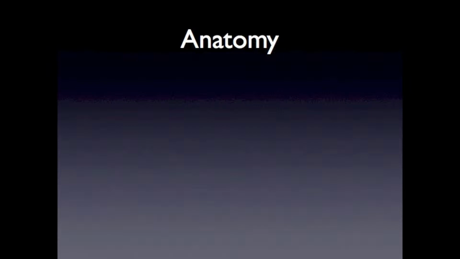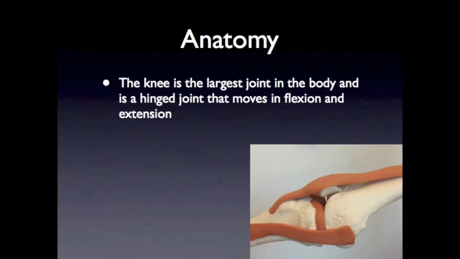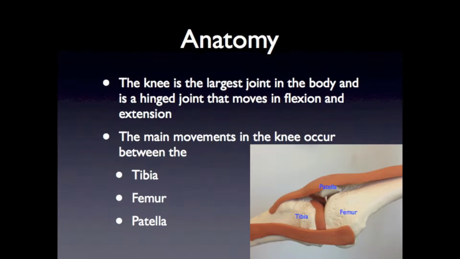The knee is the largest joint in the body and is a hinge joint that moves in flexion and extension. The main movements in the knee occur between the femur, the tibia, and patella. The fibula is not part of the knee articulation.